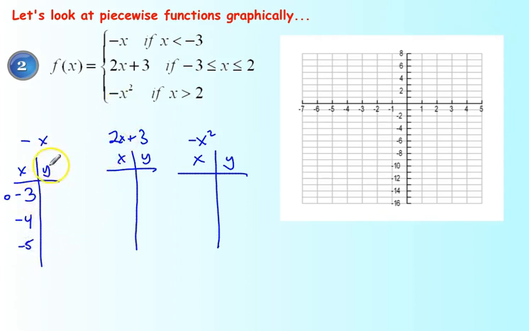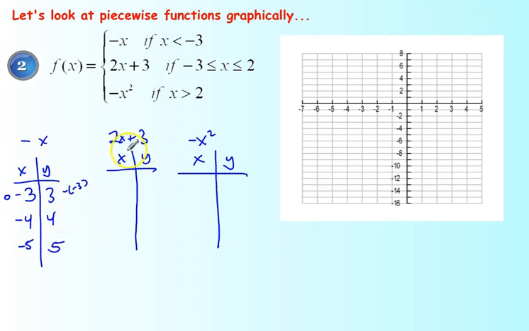And how do I get my y's? I just plug it in. So again, this would be -3, because there's a negative on the rule and I'm putting a negative in, so that would actually be +3. So negative negative 4 would be 4. Negative negative 5 would be 5.